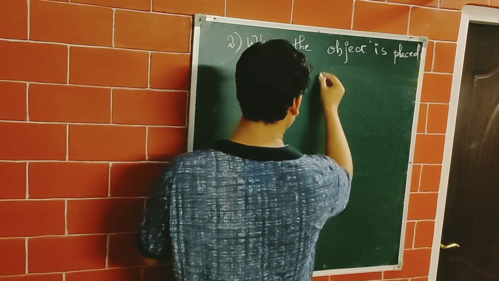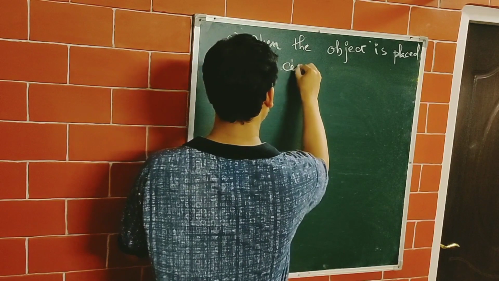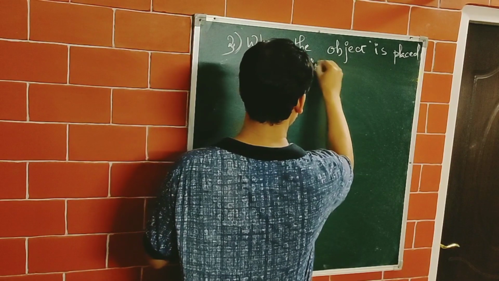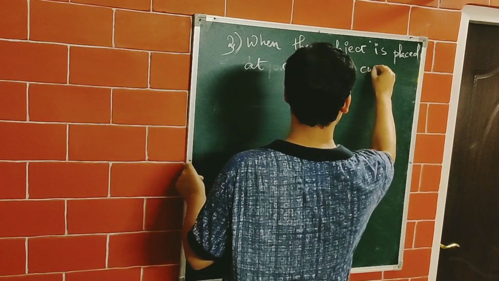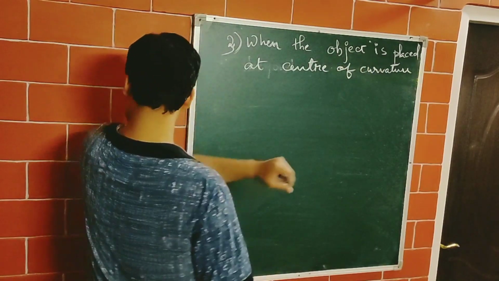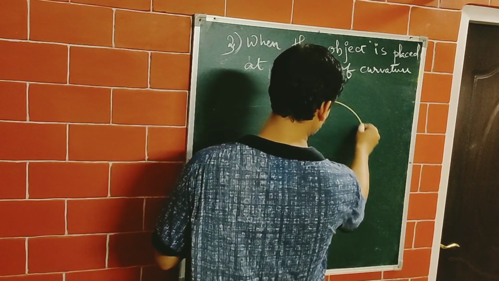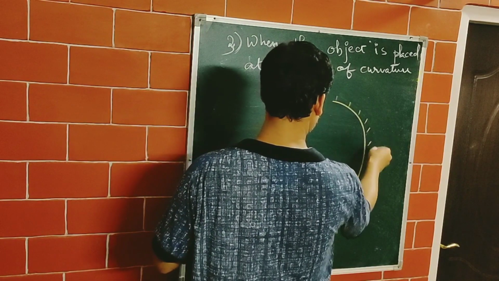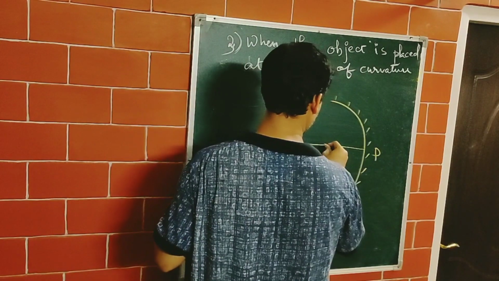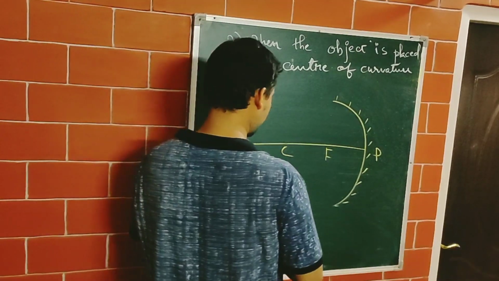This is the concave mirror when the object is placed at the third point, at the center of curvature. This is the concave mirror. Imaginary line, pole, focus, center of curvature. Then the object is placed at C.